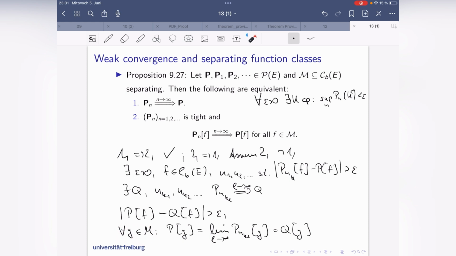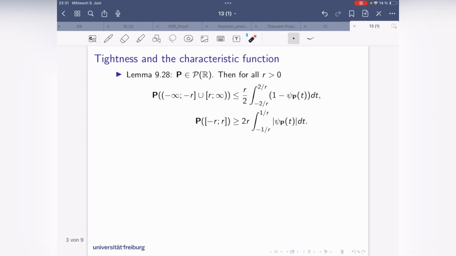And since the class here is separating, the last thing here implies P equals Q, whereas of course this line here implies that P does not equal Q. So we have a contradiction because we have shown P not equal Q and P equals Q, which means we have shown that 2 implies also 1. And that was it. Okay. Next.